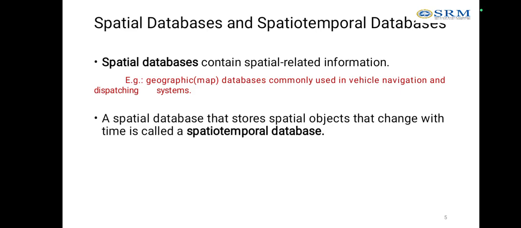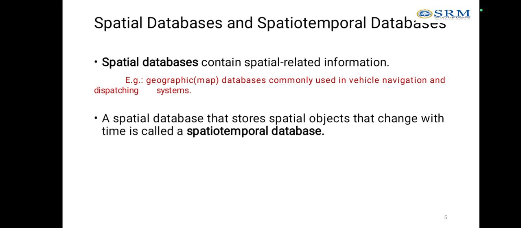Now let me explain the spatial database. Spatial databases store geographical information of any area. Examples include maps, satellite images, road networks, and GPS locations. Applications such as Google Maps and vehicle navigation systems depend on spatial databases.